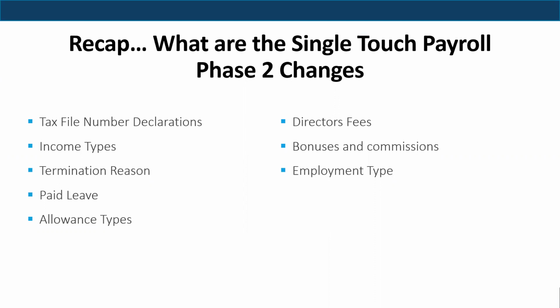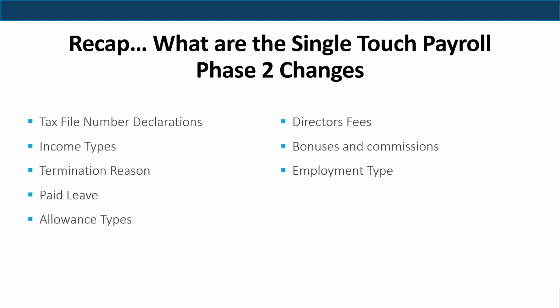You already tell the ATO about the type of income your employees receive in your STP report, but the reporting of income types is being introduced in Phase 2 to more flexibly identify payments you make to your employees with specific tax consequences, and also make it easier for them to complete their individual income tax return.